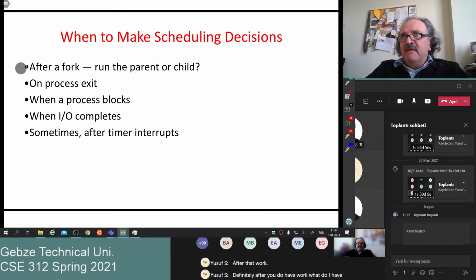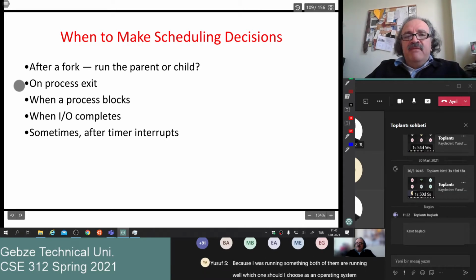Now I have at least two processes. One of them is the parent, the other is the child. Both of them are runnable, right? Because I was running something. Both of them are runnable. Which one should I choose? That's an operating system decision.